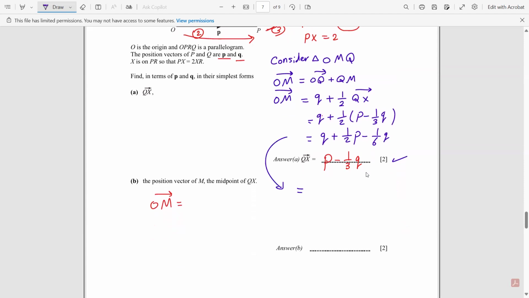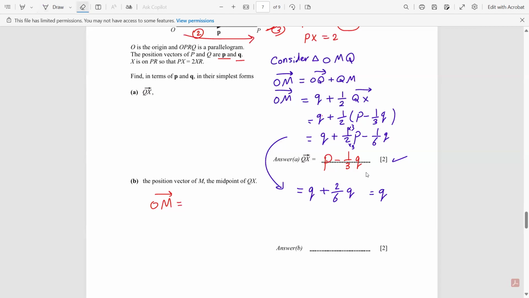So final answer, continue here. So q, half minus 1/6, just multiplied by 3 to make it 6. So 3 minus 1 is 2/6 q, which is 1/3 q. So q plus, so I have something wrong here. This is different, I'm sorry. No, this one, no. This part, no. So I have p and a q actually here.